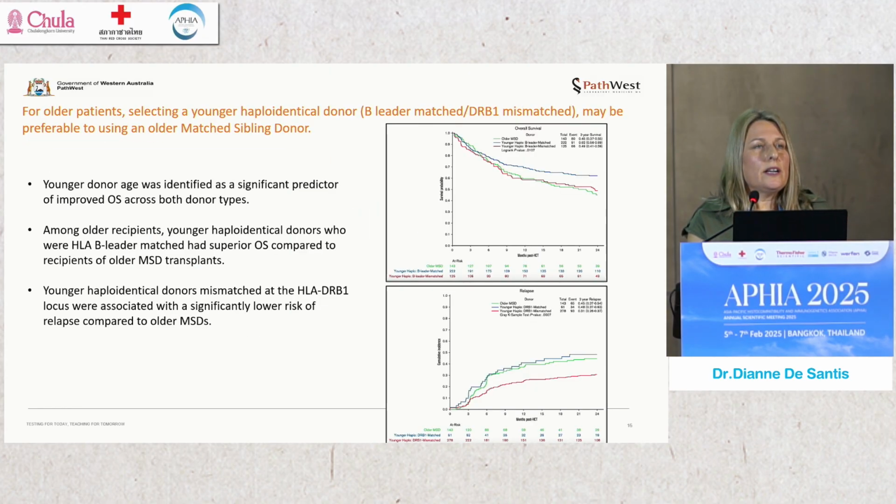They showed that a younger donor age was identified as a significant predictor of improved overall survival across both donor types. Among the older recipients, younger haplotype donors who were B leader matched had superior overall survival compared to recipients of older matched sibling transplants. And younger haploidentical donors mismatched at the DRB1 locus were associated with a significantly lower risk of relapse compared to older matched sibling donors.